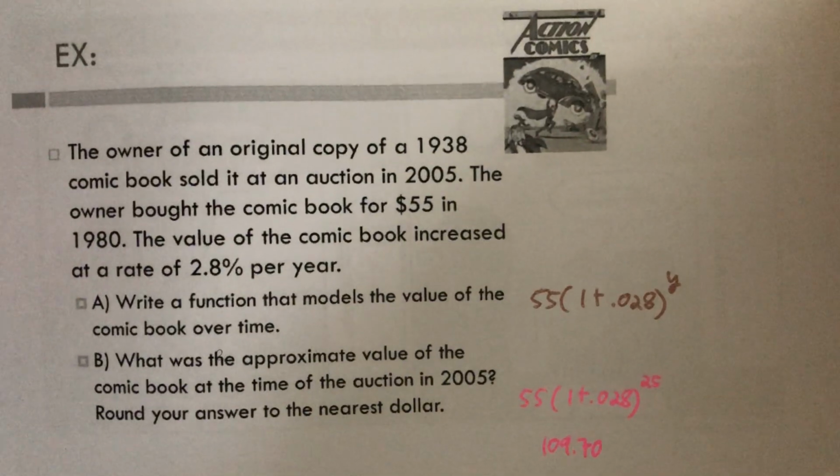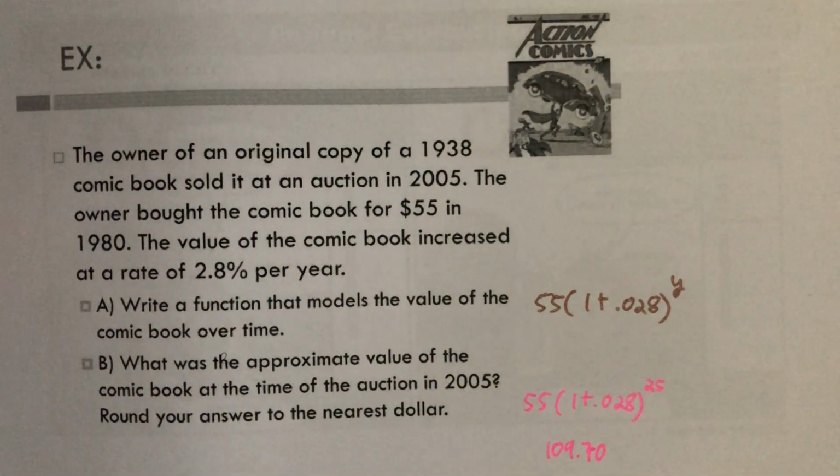All right. So we have a 1938 comic book that was sold at auction in 2005. The owner bought it for $55 in 1980. What is the value if it increases by 2.8% per year? So 55 was the initial amount. And then we're going to go parentheses 1 plus 0.028. That would be our 2.8% change to a decimal, raised to the number of years.